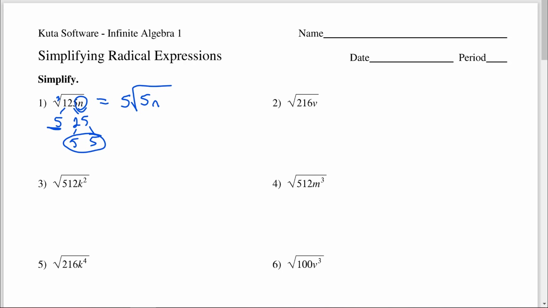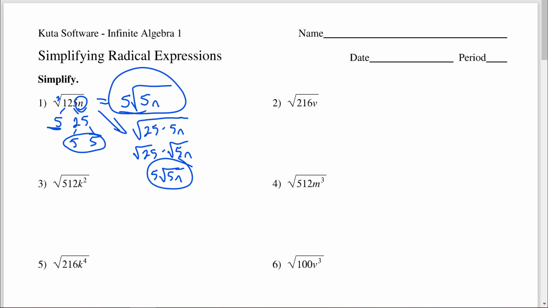This is the shortcut method, but the long method would look like this. The square root of 125, well, that's 25 times 5n, right? Because 25 times 5 is 125, which then means the square root of 25, my properties say I can give them each their own square root. Well, the square root of 25 is 5, so I've got 5 times the square root of 5n. So see how you end up with the same answer? I'm just figuring out where that perfect square I can pull out of the problem is.